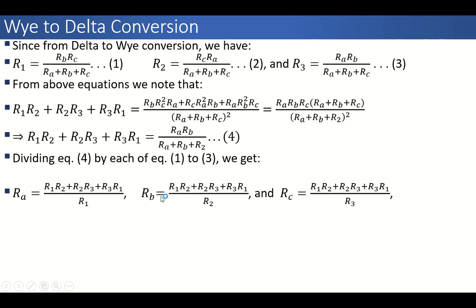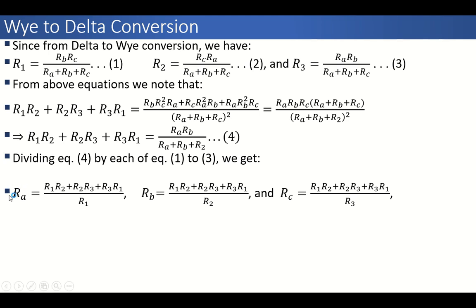Similarly, if we divide this equation by equation number 2, we get a value of RB. So in that case, we can say that this will be R1 R2 plus R2 R3 plus R3 R1 divided by R2, and RC will be equal to R1 R2 plus R2 R3 plus R3 R1 divided by R3. So you can see that there's some kind of symmetry or similarity between the equations.